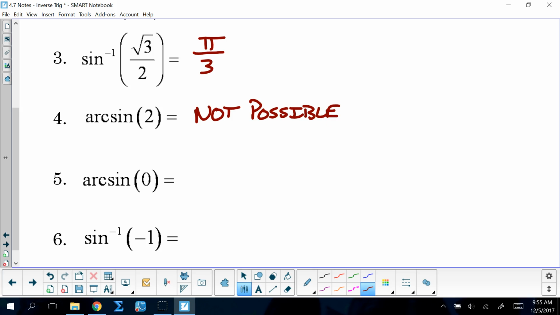Arc sine of 0. 0. Inverse sine of -1. Negative pi over 2. Not 3 pi over 2, negative pi over 2.